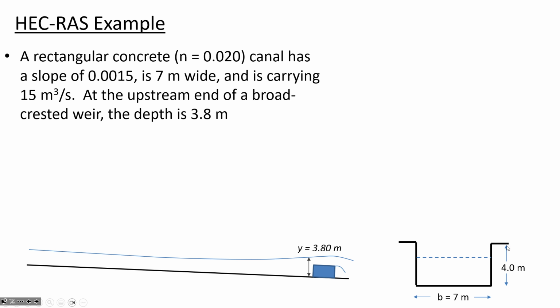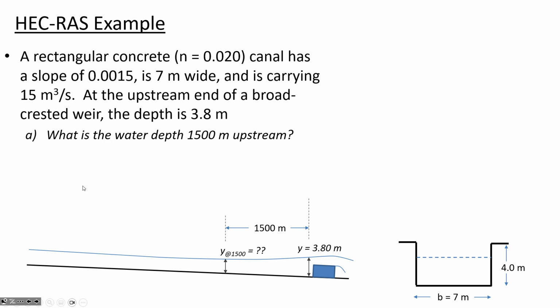So we want to know in this example if we have a channel slope of 0.0015, and there's a flow rate of 15 cubic meters per second going through there. If we go 1,500 meters upstream, what's the depth at that location?